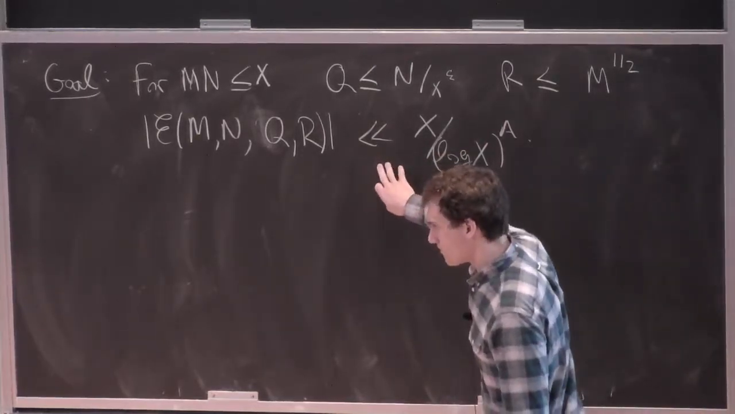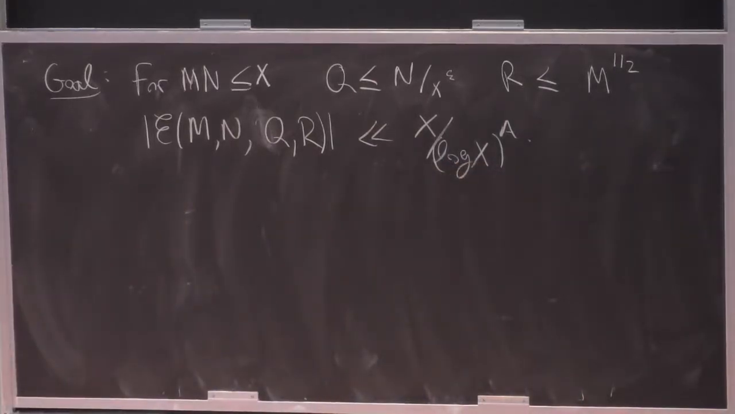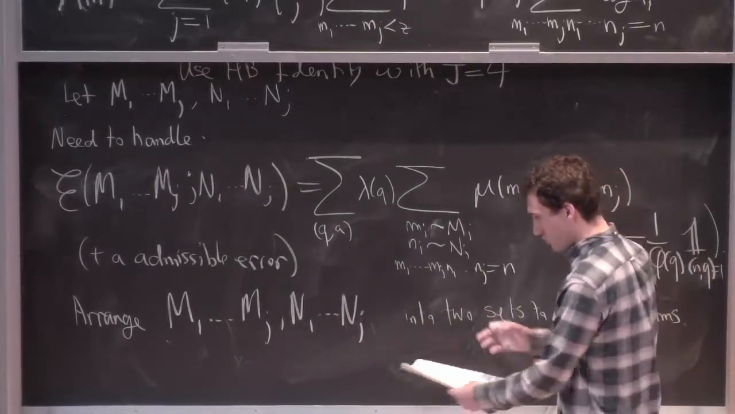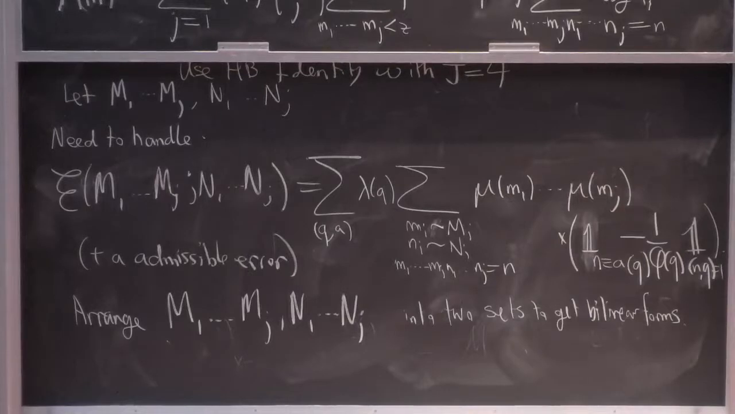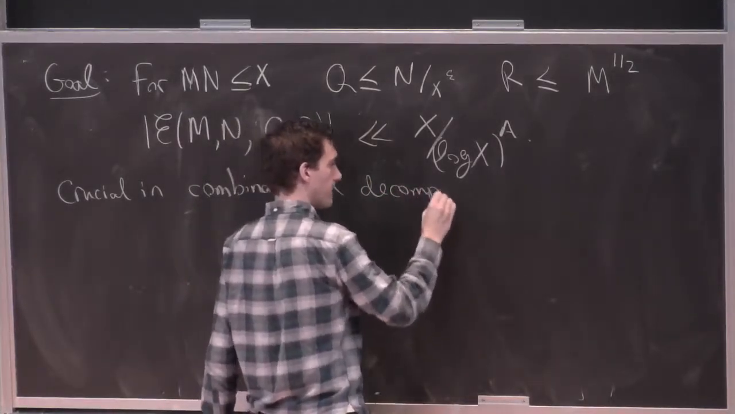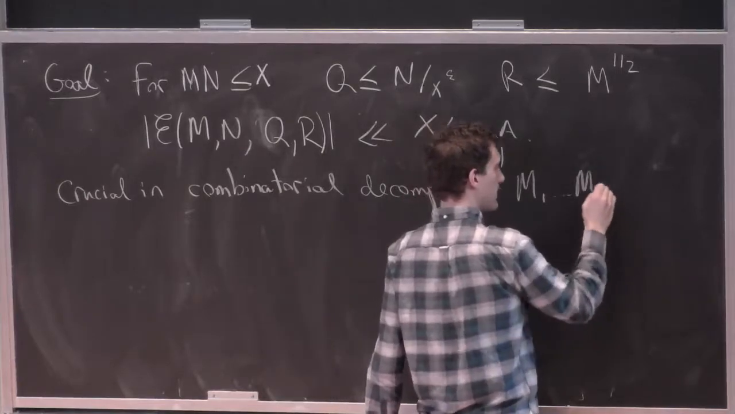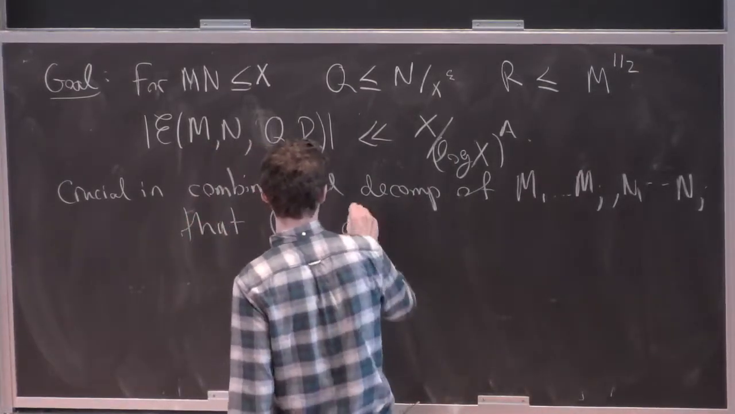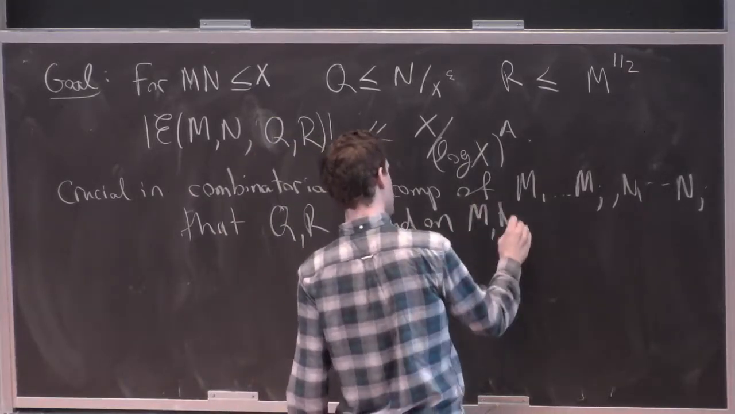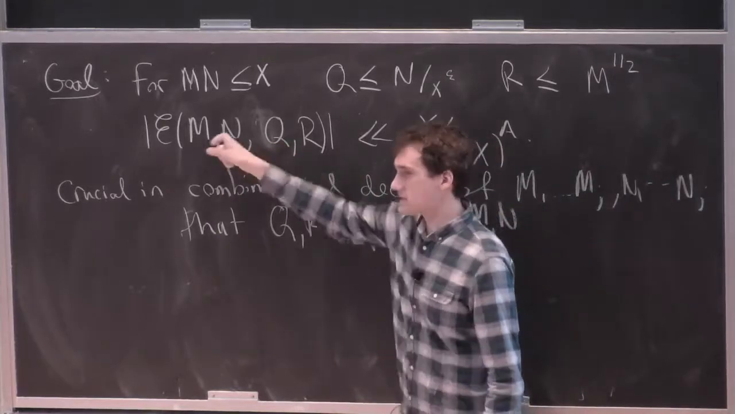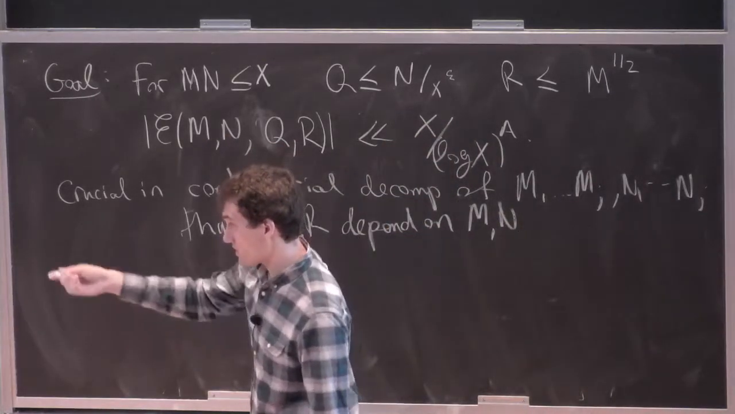So if I can prove such an estimate, what it suffices to do is give a combinatorial rearrangement of all these different parameters into two disjoint sets, which are going to become the m and the n over here. But it's crucial in this combinatorial decomposition of these buckets M1 up to MJ, N1 up to NJ, that the Q and the R depend on M and N. So for every different choice of decomposition of these different ranges, I want to be able to pick Q and R adapted to exactly that size of M and N. And it's here that one uses the well-factorability of the lambda.